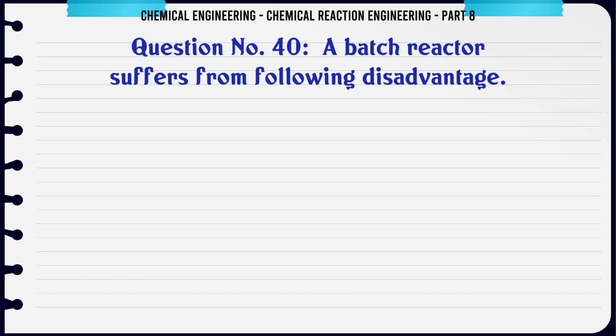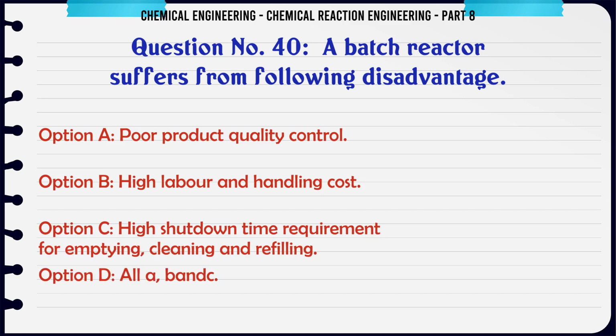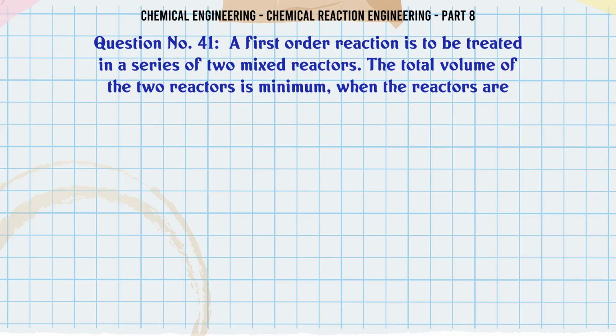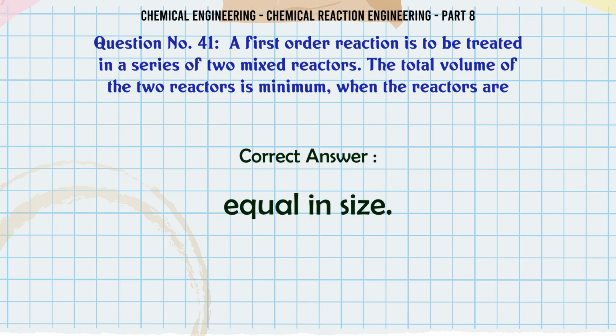A batch reactor suffers from the following disadvantage. A. poor product quality control. B. high labor and handling cost. C. high shutdown time requirement for emptying, cleaning and refilling. D. all of the above. The correct answer is all of the above. A first order reaction is to be treated in a series of two mixed reactors. The total volume of the two reactors is minimum when the reactors are A. equal in size, B. of different sizes, C. of such size that the ratio of their volumes is 5, D. none of these. The correct answer is equal in size.